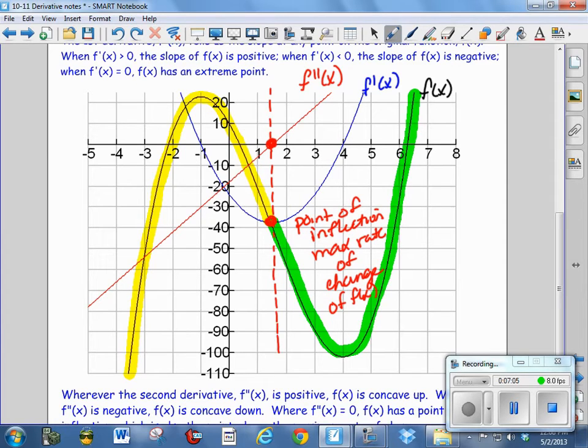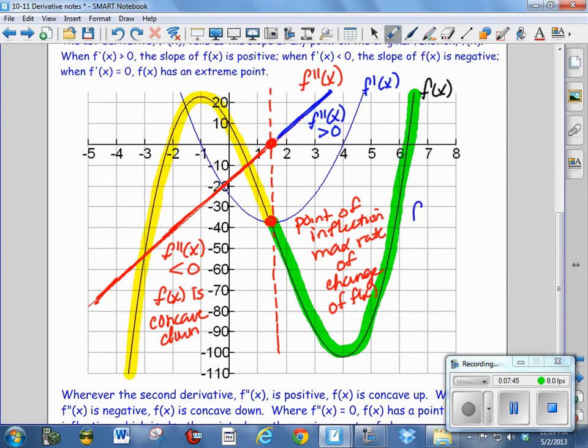So when I have negative values for my second derivative graph, so f double prime of x less than 0, then it tells me f of x is concave down. When I have f double prime of x, the second derivative, greater than 0, that corresponds to f of x being concave up. Concave up. So that would be anything to the right of 1, looks like about 1.5. So these are all the concave down areas. These are all the concave up areas.